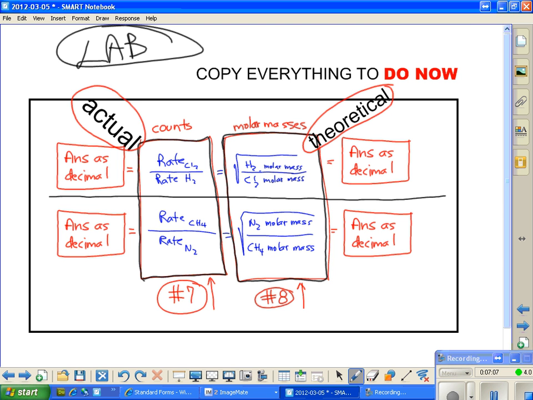The left side over here was question number 7 on your lab. Would you all look at that right now? You're going to be turning this in just a moment. Number 7 on your lab wanted you to get the rates of chlorine versus hydrogen, and then the rates of methane versus nitrogen. These are your actual counts, and so you plugged in your counts and came up with a decimal answer, and that decimal answer constituted your answers for question number 7.